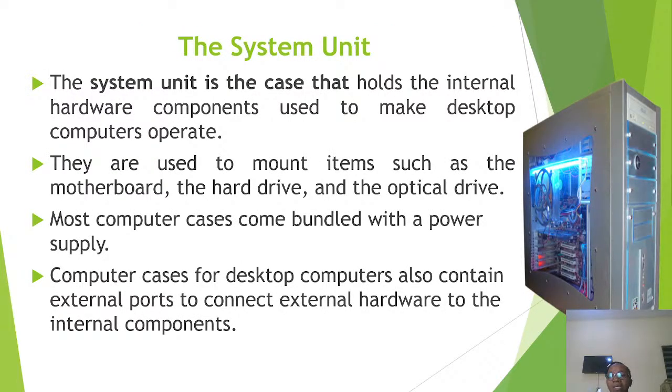Okay. So what are we looking at now? You see the casing, the system case. That is the first thing you see, because that is the house for most of the other internal components. We say the system unit is the case that holds the internal hardware components used to make desktop computers operate. That is the house for most internal components. They are used to mount items such as the motherboard, hard drive, optical drive, some cards, and all that. Okay, the RAM, the ROM, all of them.